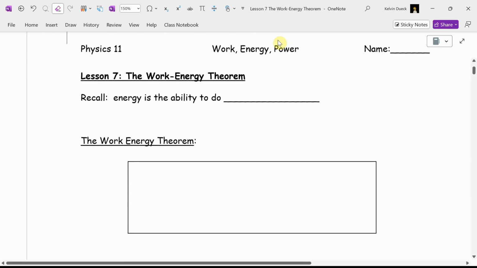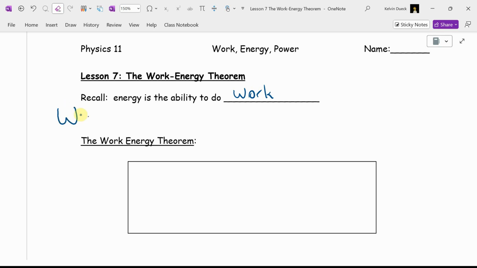We said energy was the ability to do what? Yeah, good. Energy was the ability to do work. If an object had energy, I said it could apply a force over a distance. I'm going to generalize that a bit more today.